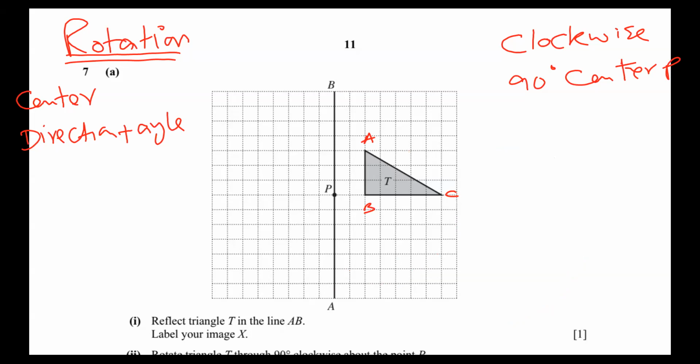Best technique, count from the center. Look at here. For example, let's talk about B first. B is this way, two boxes. I repeat, this is two boxes this way.